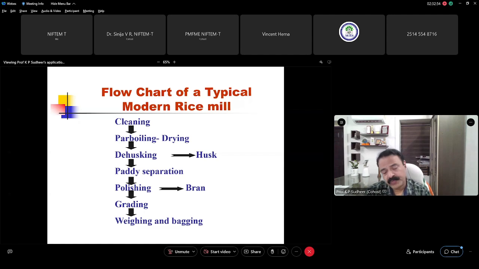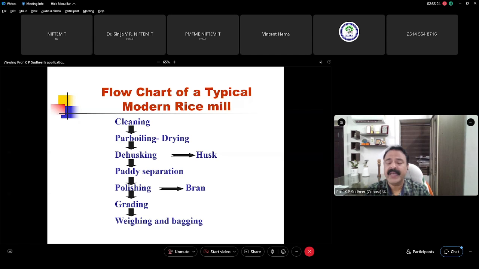In the polishing section, what we are doing is removing that brown layer, that means the bran. Sometimes if we are without a polisher, we get the whole grain, full bran rice. Partially we can remove it; the degree of milling we can adjust based on the polishing. We can retain a partial amount of bran, and complete removal of the bran is also possible. That will be done by the polisher.